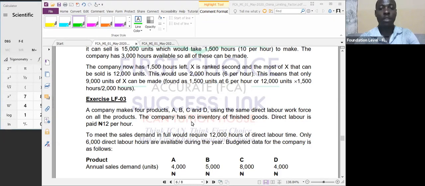I'm sorry for the network issue. Okay, now we look at question 3. A company makes 4 products, A, B, C, and D. So you have to make a choice now.